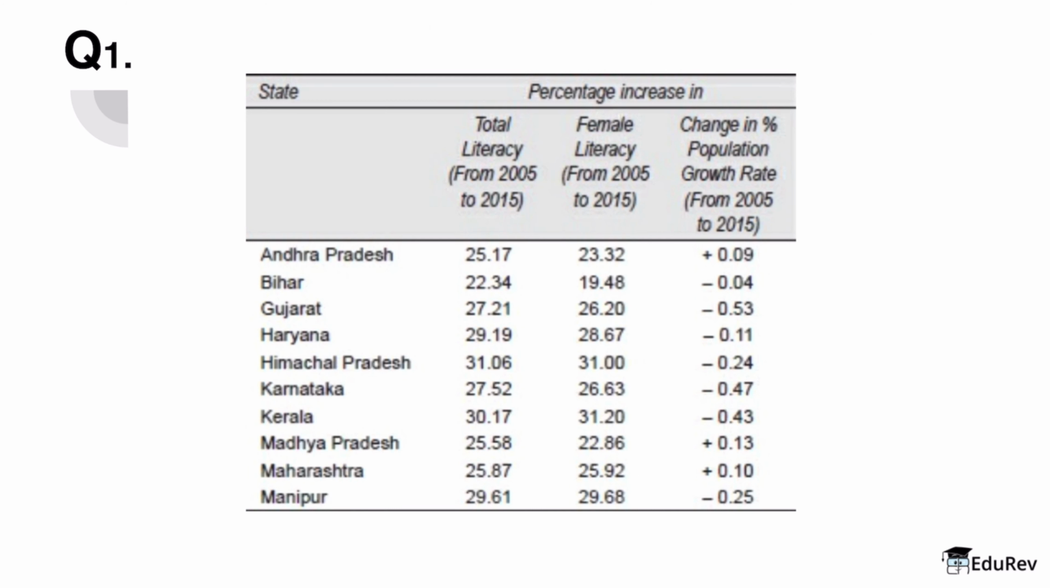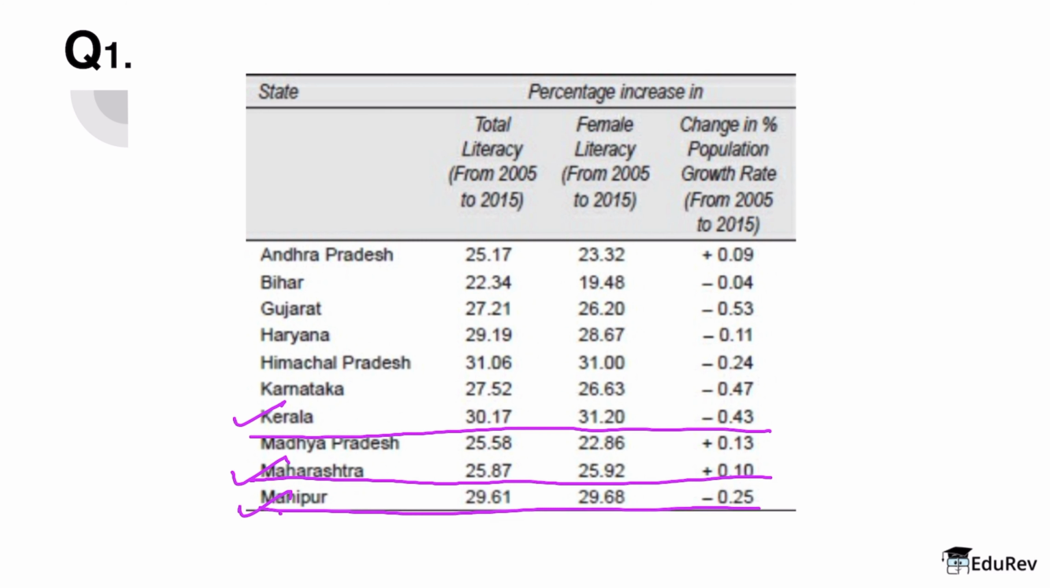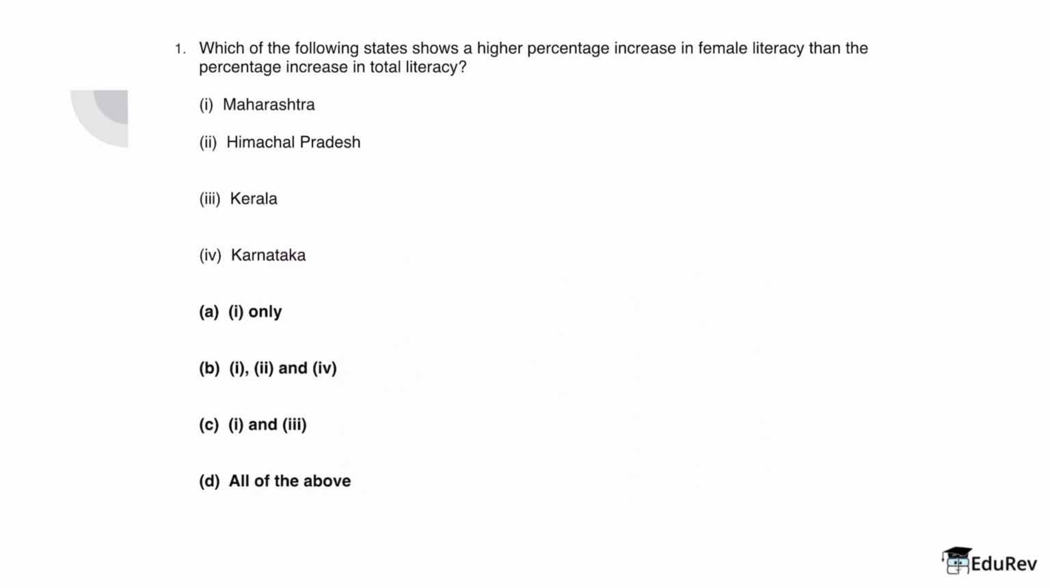Okay, let's go to the table again. This was the table. So in the table you can see that female literacy has grown more than total literacy in which states? Those states are Kerala, Maharashtra and Manipur. So these are the states we are going to deal with, the asterisk ones. So let's go to the question side.